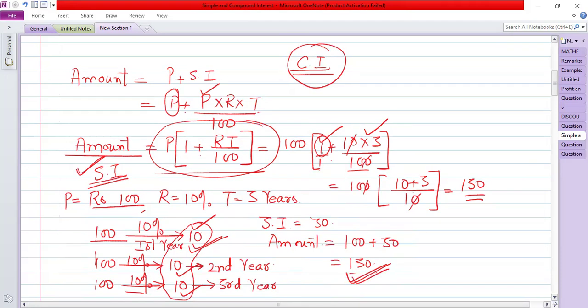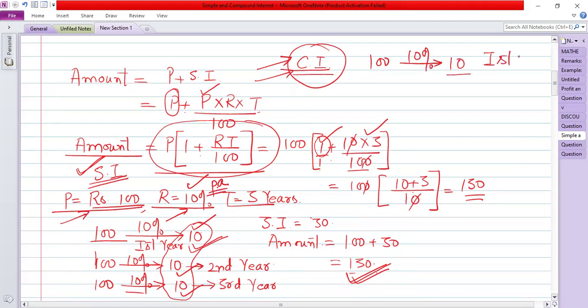Now here, if everything is the same, meaning the principal amount is the same, rupees 100, the rate is also the same, and the time is again 3 years, and here the rate is per annum, PA. Then if it is compound interest, meaning interest is compounded annually, then for the first year, our initial amount will be 100, and obviously 10% will be the interest, and 10 rupees will be the interest. Obviously, this is for the first year.